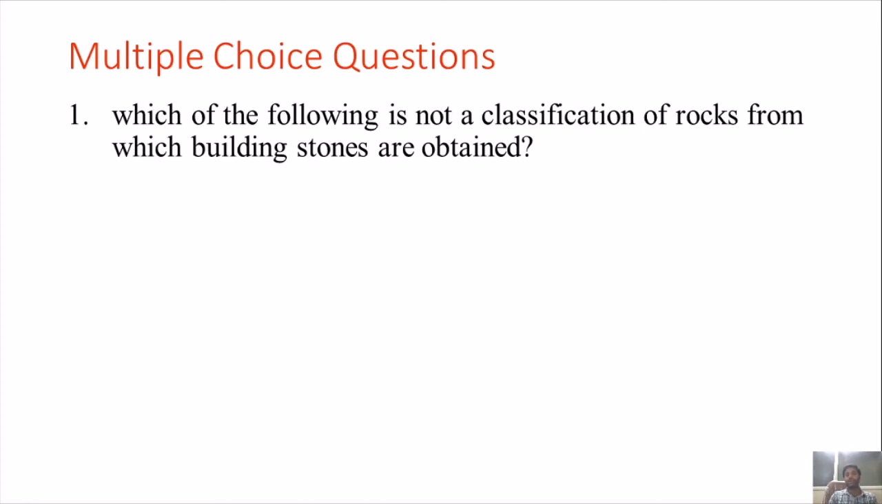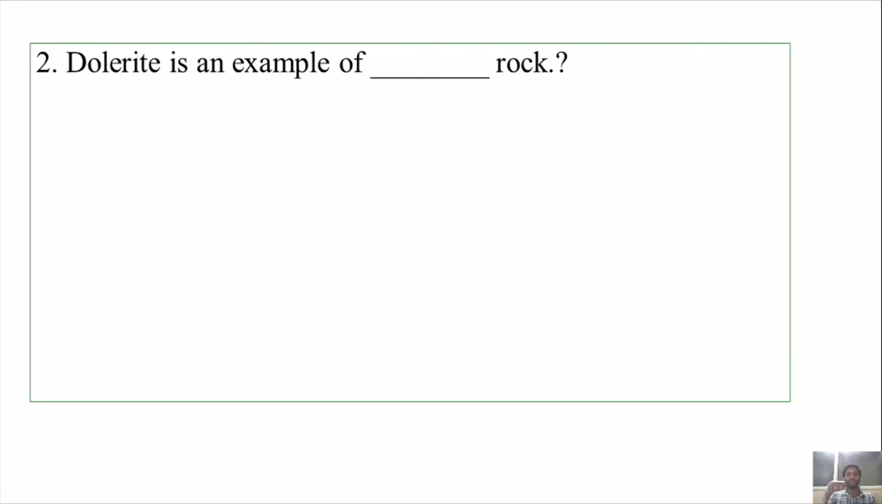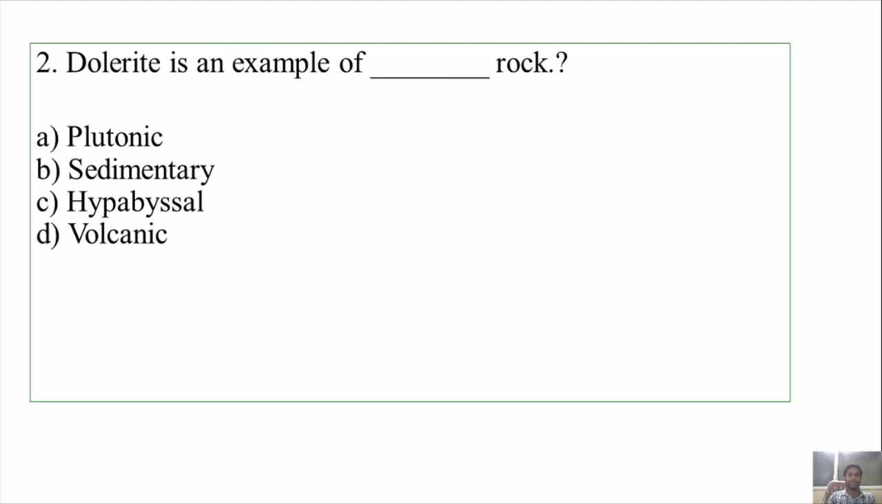Which of the following is not a classification of rocks from which building stones are obtained? Geological classification, biological classification, physical classification, chemical classification. What is the answer? Yes, it is B. The question is which is not a classification; biological classification is not a classification. Number 2: dolerite is an example of dash rock. Plutonic, sedimentary, hypabyssal, volcanic. Answer is C, hypabyssal rock.